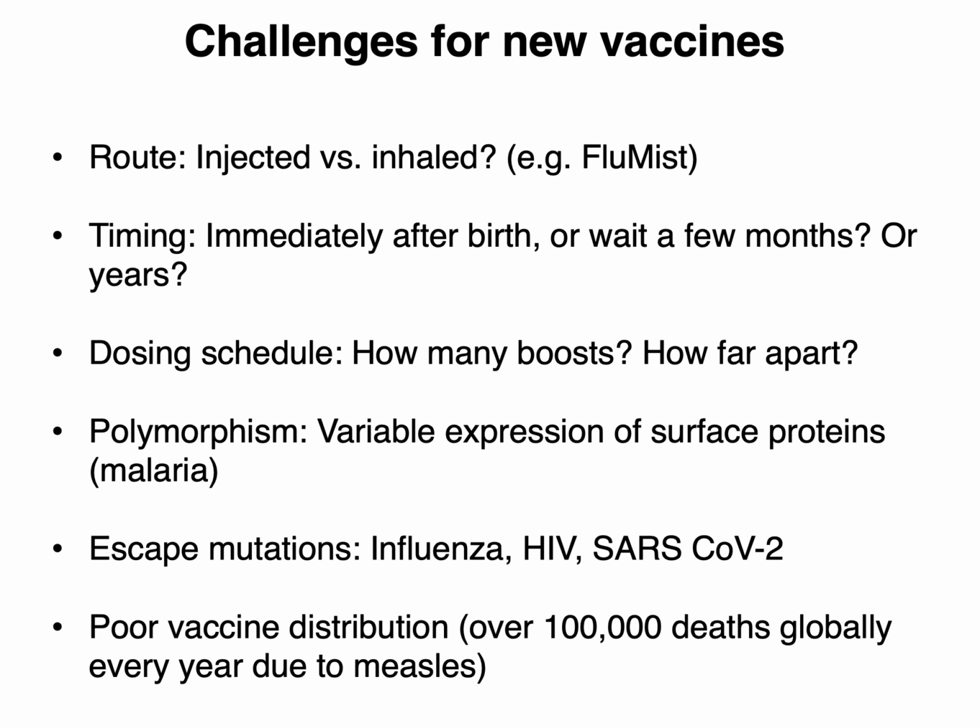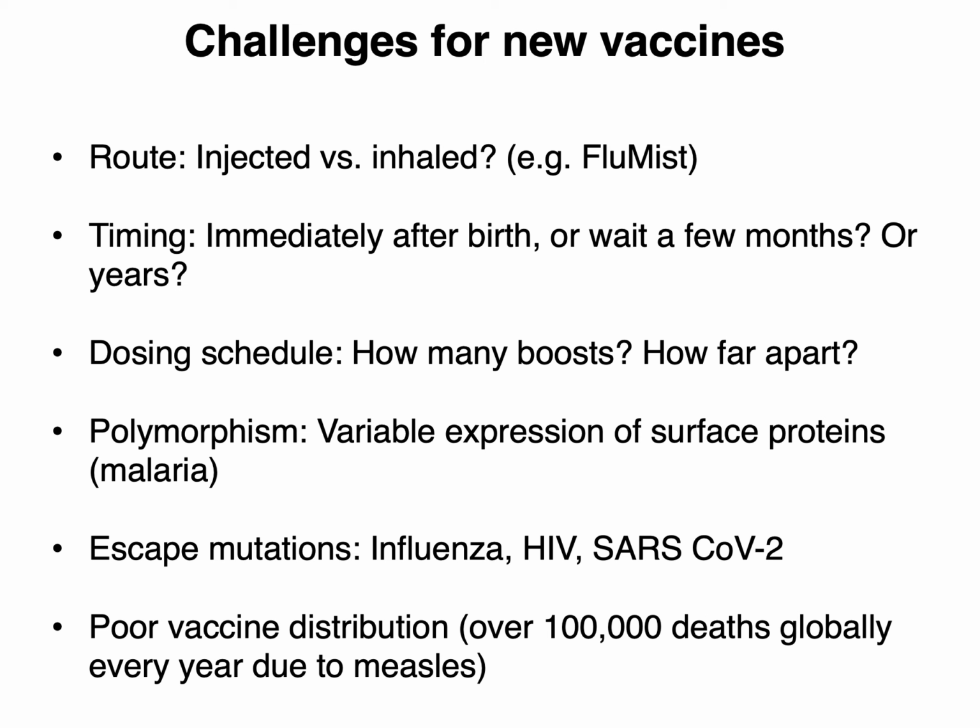There are a number of challenges that one should think about as we think about new vaccines. One is, what is the route of vaccination that is optimal? Should we inject vaccines? Should vaccines be inhaled? For example, the FluMist vaccine. What is the appropriate timing for a vaccine? Should vaccines be delivered immediately after birth? Should we wait a few months or a few years? That varies from vaccine to vaccine.